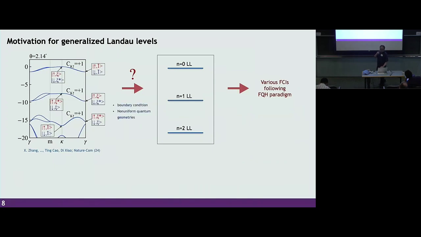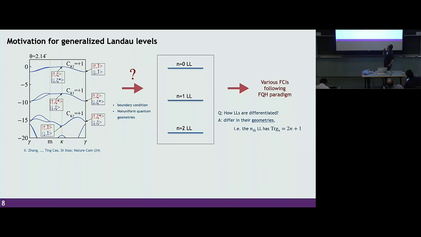So it faces two difficulties. One is that the Landau level has a different boundary condition from the topological bands. Landau level has a magnetic field, and you have magnetic translation symmetry, but a topological band has Bloch translation symmetry. Another is that the Landau level is a uniform system, so it has quite uniform quantum geometry. However, in topological bands, the quantum geometry is usually very non-uniform.